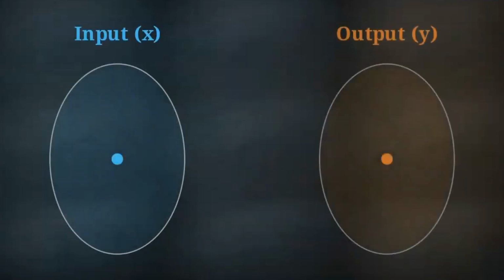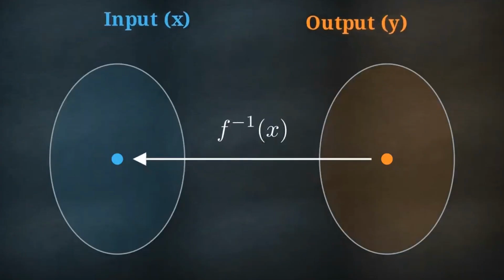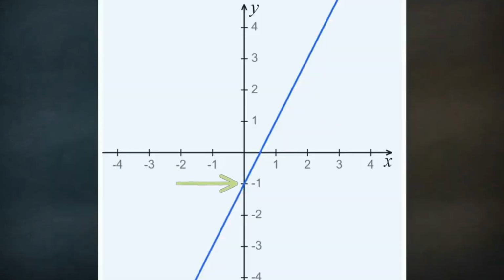Every function you've studied takes an input and gives you an output. An inverse function reverses that exact process. The output becomes the new input, and the original input becomes the new output. This graph shows the linear function f of x equals 2x minus 1.